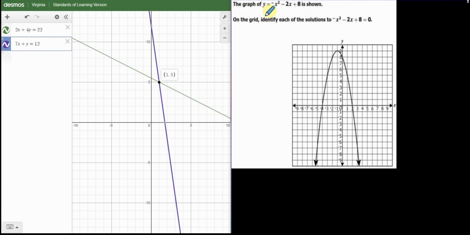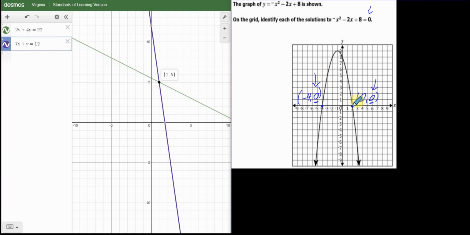All right, this is a quadratic equation. It's got an x squared in it. Identify each of the solutions. We want to know what makes this equal to 0. What they're saying is, what value for x makes the output become 0? Well, that's the point -4, 0, right? And look at the other place where it hits the x-axis, 2, 0. So that is my solution: the x values that make the output, in this case y, 0.